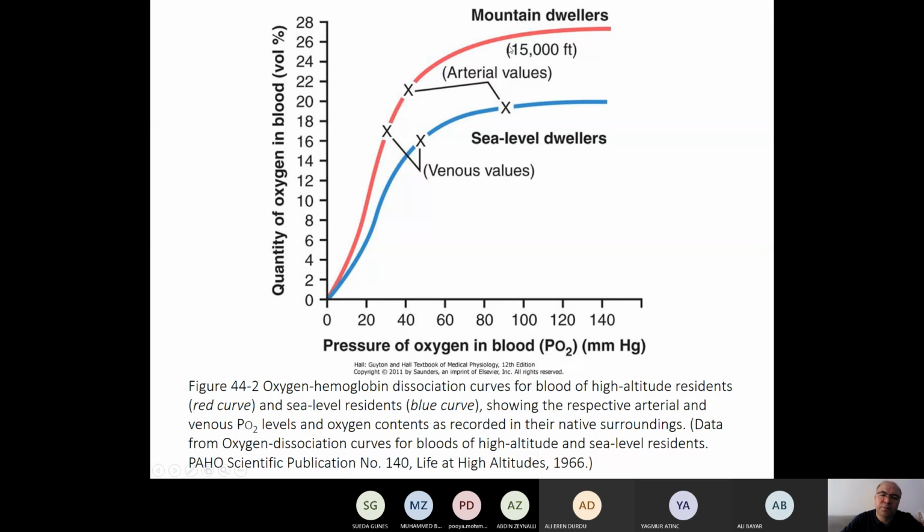You can see here the difference between mountain dwellers and sea level dwellers. Although they spend time at high altitude, they cannot reach the level of mountain dwellers. The quantity of oxygen in the blood is very high in mountain dwellers compared with sea level dwellers, even when the latter are acclimatized.